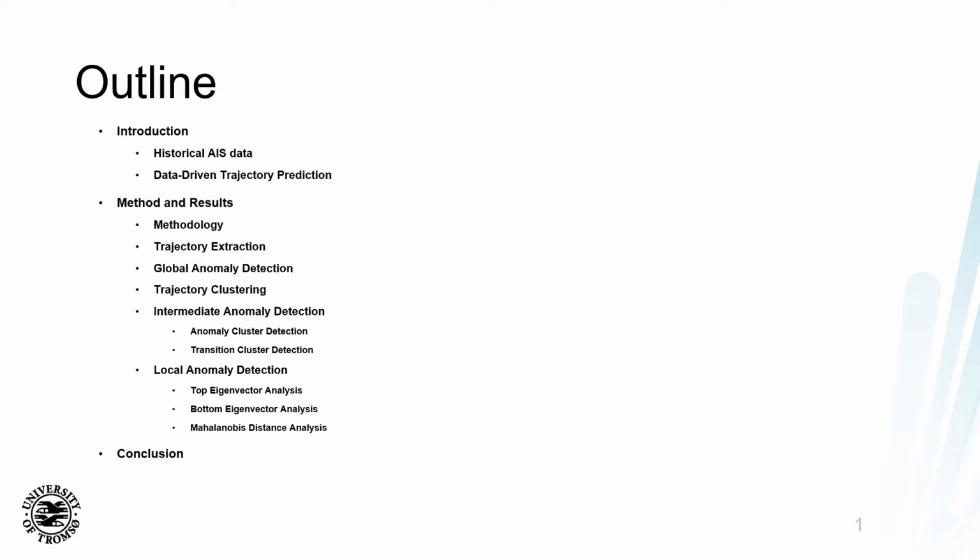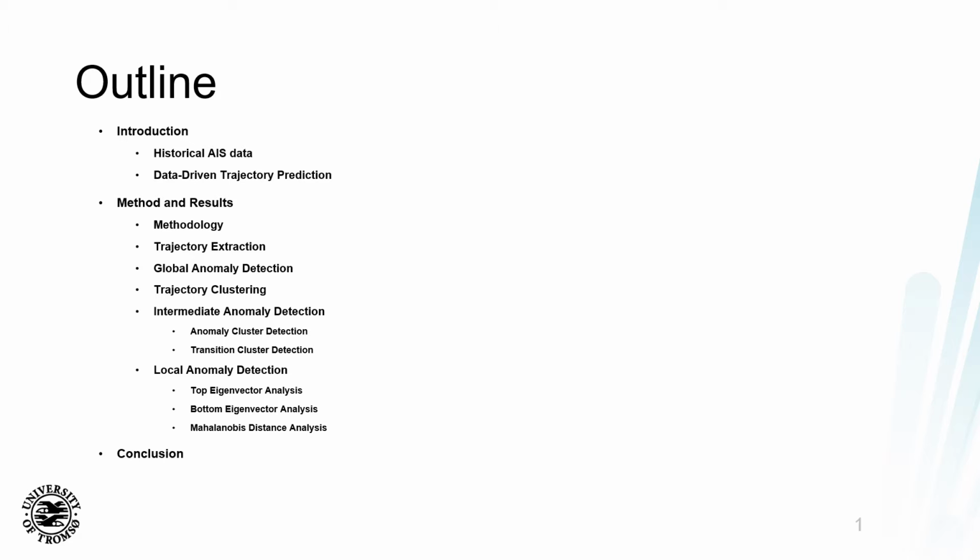So the outline of my presentation is as follows. I'll start out with a short introduction and tell a bit about historical AIS data. Then I'll speak a bit about what's been done recently with data-driven trajectory prediction. Then I'll move over to the essence of this paper itself with the method and results that we were able to achieve. So I'll start out with an overview of the methodology.